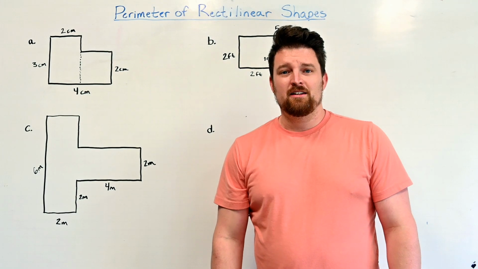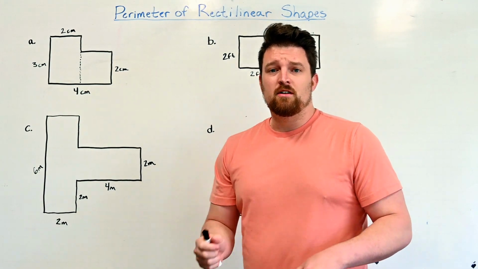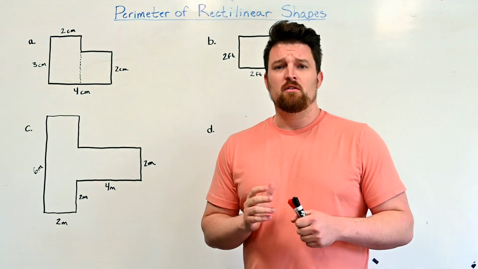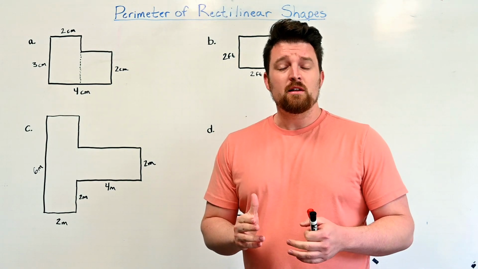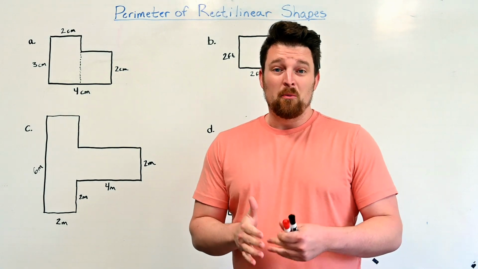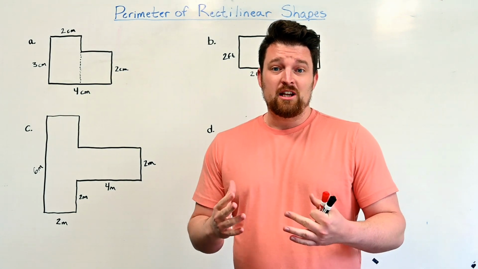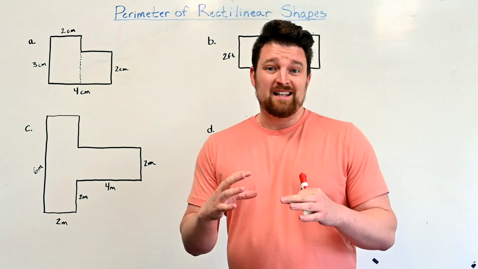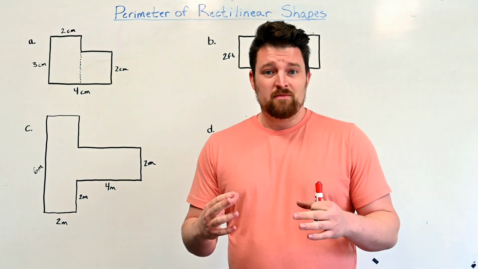Hey guys, so today's lesson we're going to talk about rectilinear shapes and how we can find the perimeter of a rectilinear shape. The first thing that we have to do though is figure out what a rectilinear shape is. So a rectilinear shape is a shape, mostly a polygon, that is made up of rectangles.